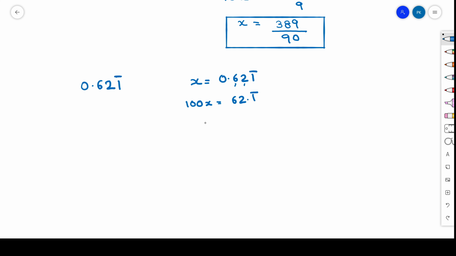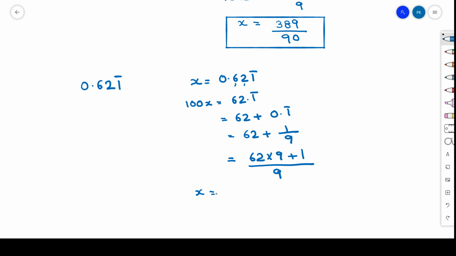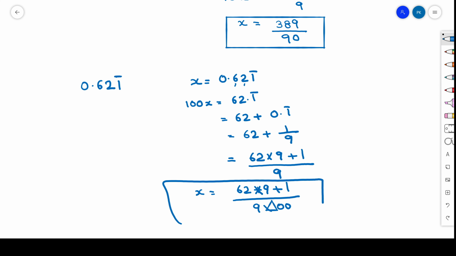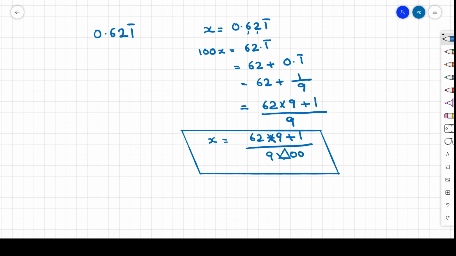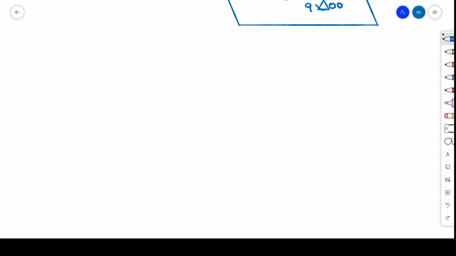62.1 bar. Now we know that this can be written as 62 plus 0.1 bar, which means 62 plus 1 by 9. Now you can multiply 62 into 9 plus 1 divided by 9. Bring both the hundreds here: 62 into 9 plus 1 by 9 into 100, and you have to solve this and you will get your rational number. So I hope you have understood this method as well.